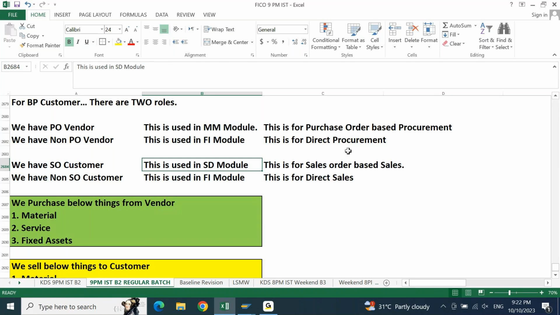Then as a FICO consultant, why do we need to talk about the MM module? Why do we talk about the SD module? The reason is, in any organization, the majority of the purchases will take place based on the purchase order. The majority of the sales will take place based on the sales order. Most of the purchases and sales are based on an order, either purchase order PO or sales order SO. If it is coming from a purchase order PO, you will call it FI/MM integration. If it is coming from SO, which is your sales order, you will call it FI/SD integration.